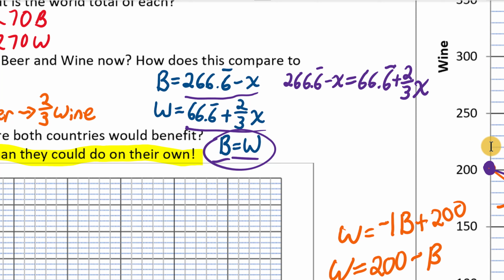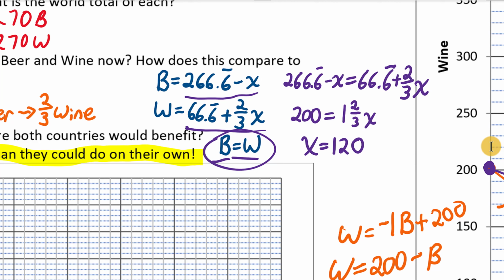Collect terms. Not that hard. Subtract 66 and 2/3 from both sides. We get 200 on the left side. Add x to both sides. We're going to end up with 1 and 2/3 x's. Divide both sides by 1 and 2/3. And we're going to get that the amount of beer that the United States wants to trade is 120 barrels of beer. So if the United States trades 120 barrels of beer, how much wine will they get in return?